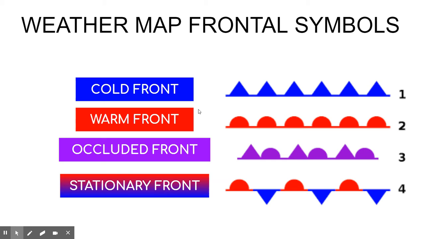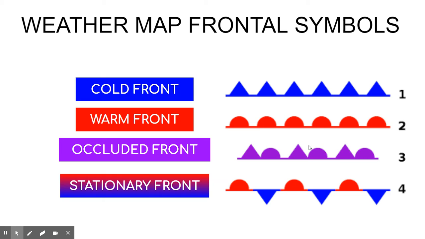So these are the different symbols that you'll see on a weather map. Of course, again, the blue line with the blue triangles represents a cold front. The cold air is behind the triangles. The triangles always point in the direction that the front is moving. A warm front is a red line with red half circles. Again, the warm air is behind the half circles, and the half circles are showing the direction of movement.